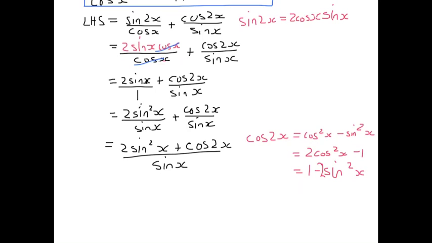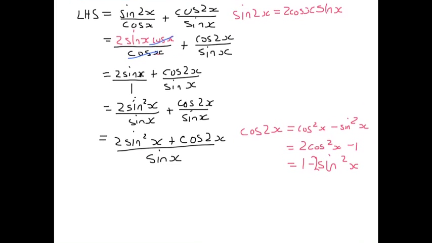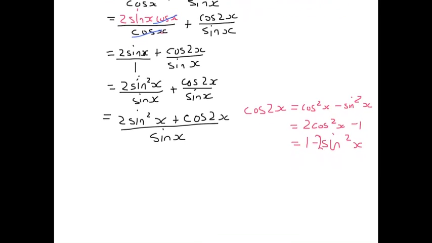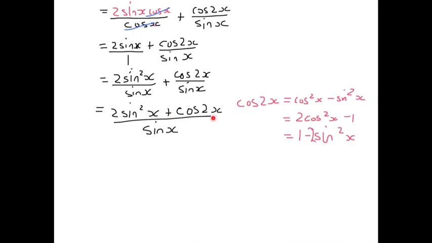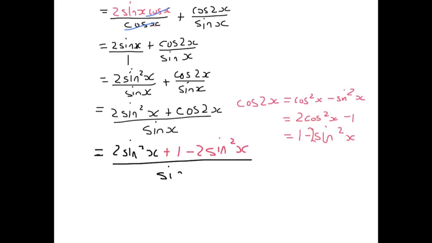Again, sometimes with proofs, you just have to try an idea, and if it doesn't work, you go back and try a different idea, and eventually you'll get it. But we're going to try this and see what happens. So I'm going to replace this cosine 2x with 1 minus 2 sine squared x. Okay, so this equals 2 sine squared x, and then I'll do the replacement in red, plus 1 minus 2 sine squared x, and all of that is over sine x.